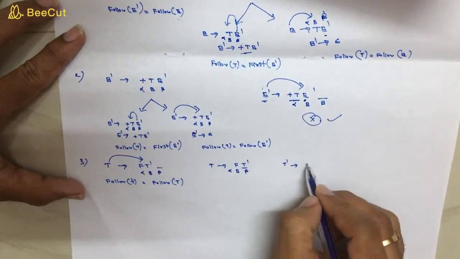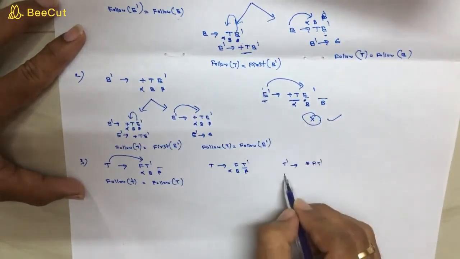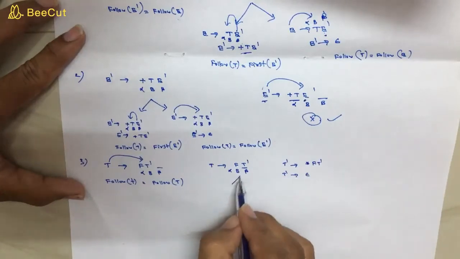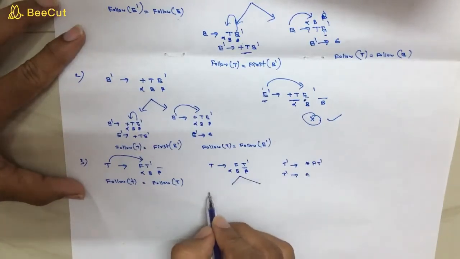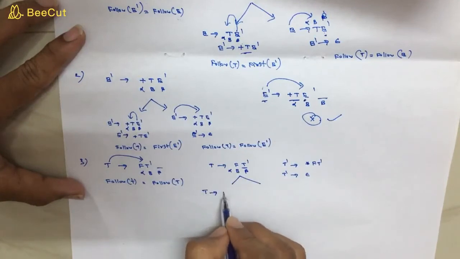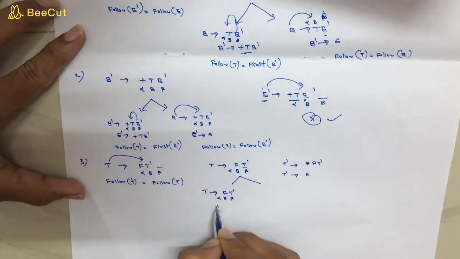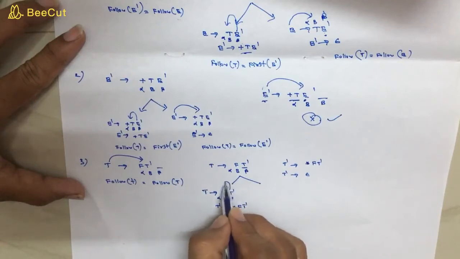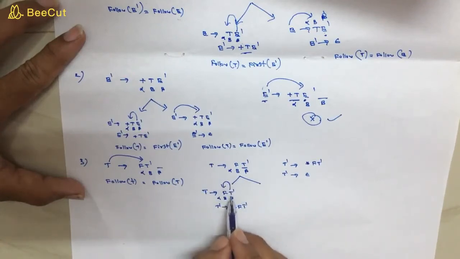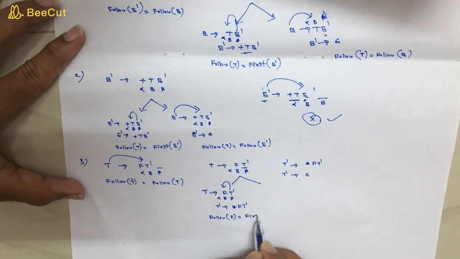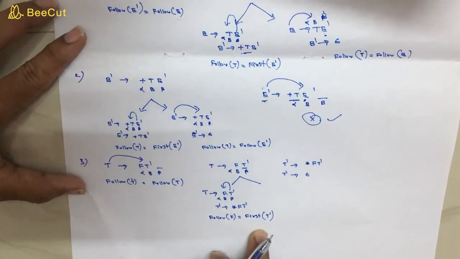T dash tends to star F T dash is one production, and T dash tends to epsilon is another production. That means we have two alternative cases. So T tends to F T dash is in alpha B beta format, and beta's replaceable production is T dash tends to, taking the first production, star F T dash. Beta is not an epsilon, so find the first of beta, that is, find the first of T dash and add it to the follow of F. That means the follow of F contains first of T dash, and only first of non-epsilon symbols have to be added.